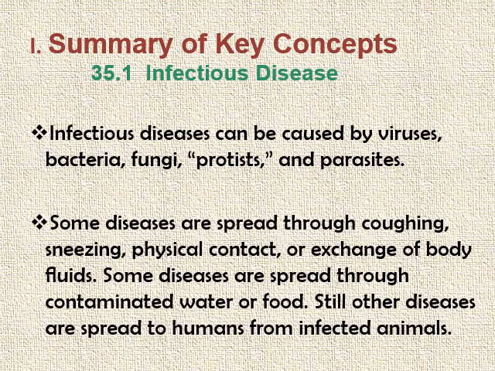And then we discussed the ways of transmission of infectious disease. Some diseases are spread through coughing, sneezing, and physical contact or exchange of body fluids. Some other diseases are spread through contaminated water or food. And still some other diseases are spread to humans from infected animals. This type of disease is called zoonosis.